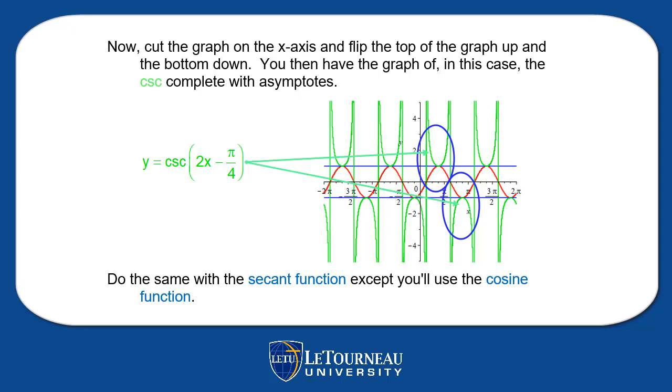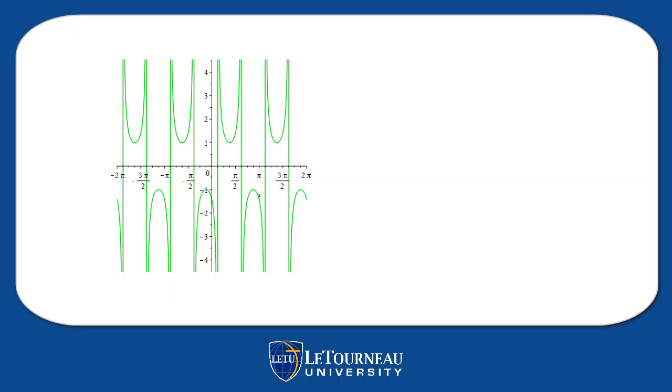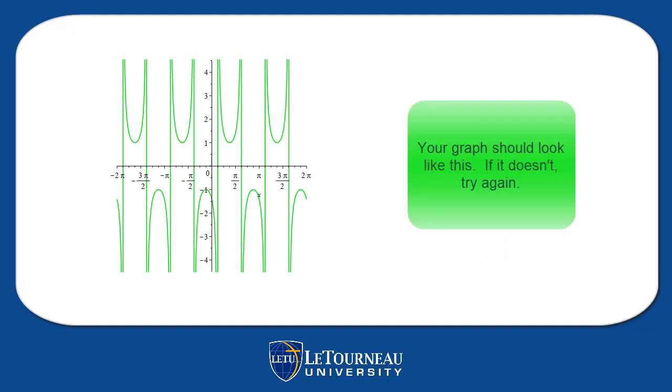You're going to do the same with the secant, except you'll use the cosine function. All right, your graph should look like this. If it doesn't, try again. It's really very easy.